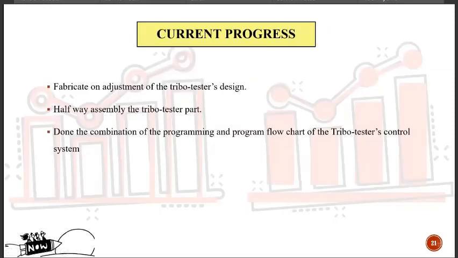So my current process is doing the fabrication and adjustment of the tribal tester design, and at the same time doing the hardware assembly of the tribal tester parts. Besides that, the programming and program flowchart of the tribal tester are done. Because a previous senior also did a program, I just combined all the programs into one complete program.